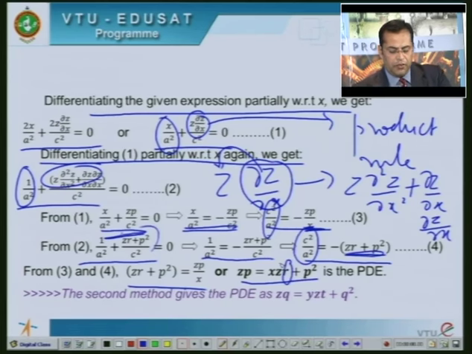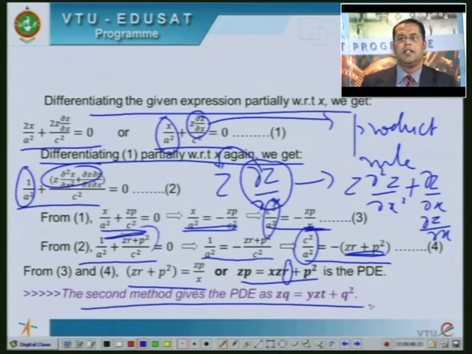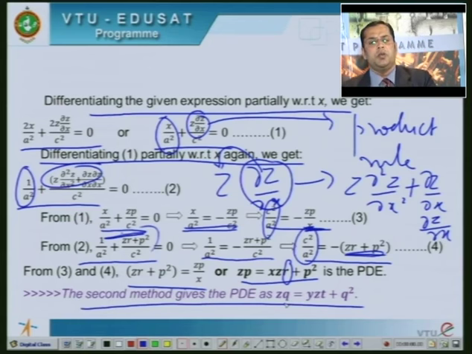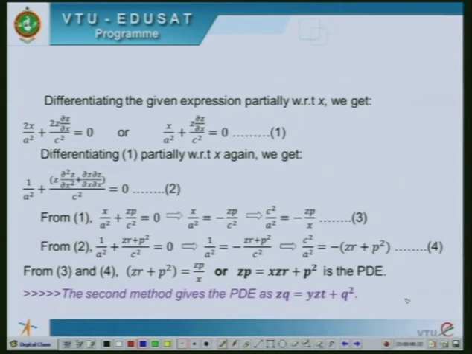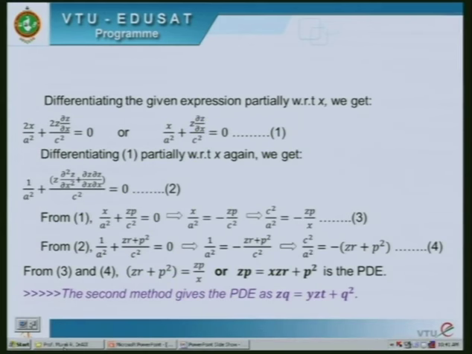Again, if you follow the second method where you differentiate the given expression 2 times with respect to y, it gives you zq equal to y times zt plus q², where t is ∂²z/∂y².